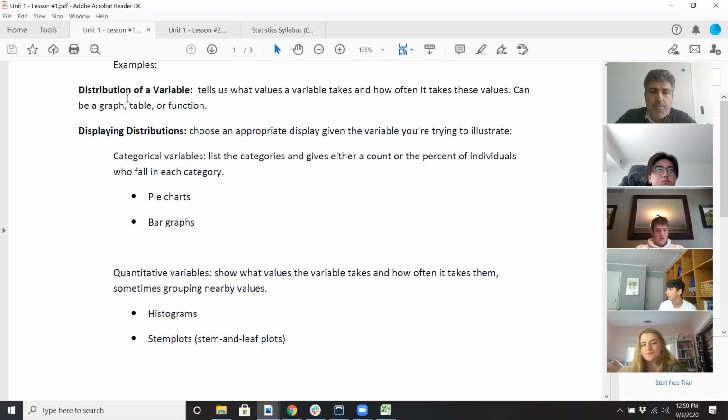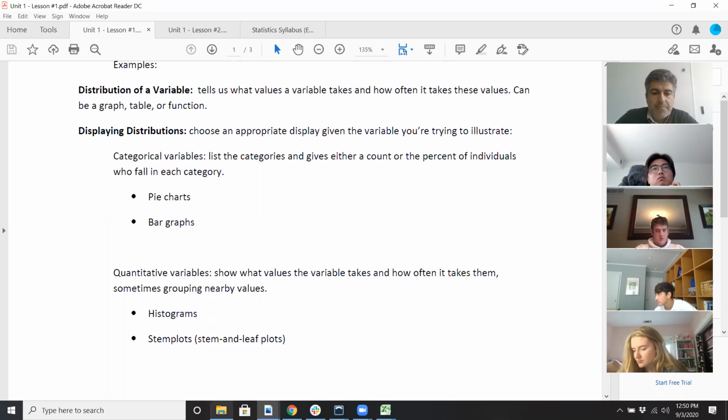So I'll read this next part. Distribution of a variable. It tells us what values a variable takes and how often it takes these values. It can be a graph, a table, or a function. So you can make an equation that you can put in a table. Like I've done it in a table, obviously. You've seen all my tables. You can make graphs out of them.